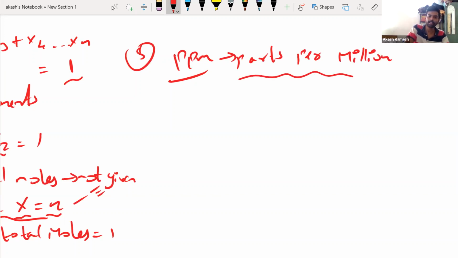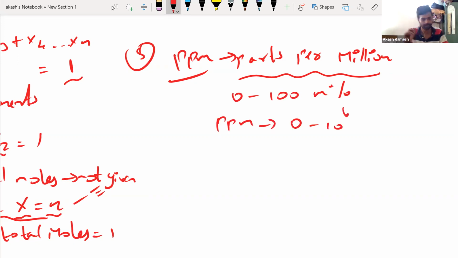Okay, now this is not that important to us, because problems also will not come that much. Here it's exactly similar to mass percentage, except that the scale there was 0 to 100 in case of mass percentage. Now in case of ppm, the scale will be from 0 to 1 million. 1 million is 10 to the power 6. That is the only difference.